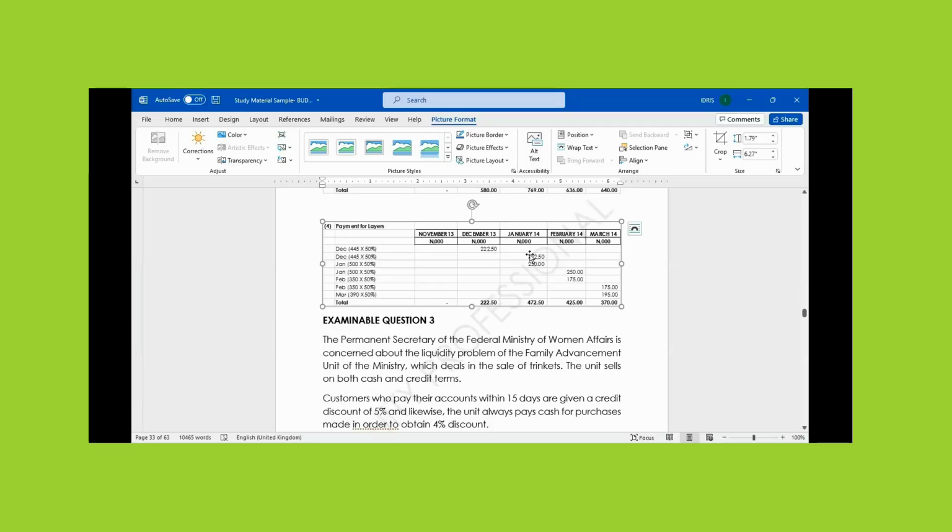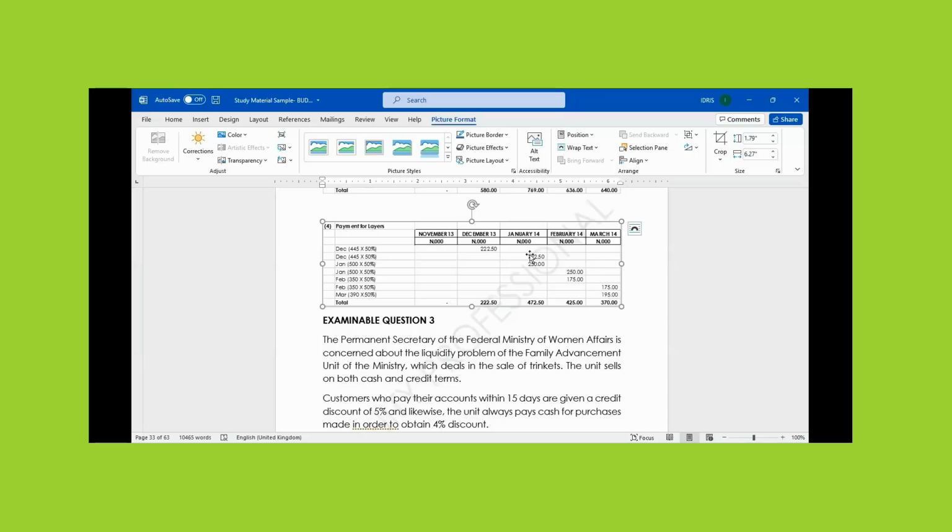Yes. For January layers, 50% in January, Abi? Yes. Which is 250, 50% of 500. Why, the balance of 50% is in when? February. Okay, January, February, next month.